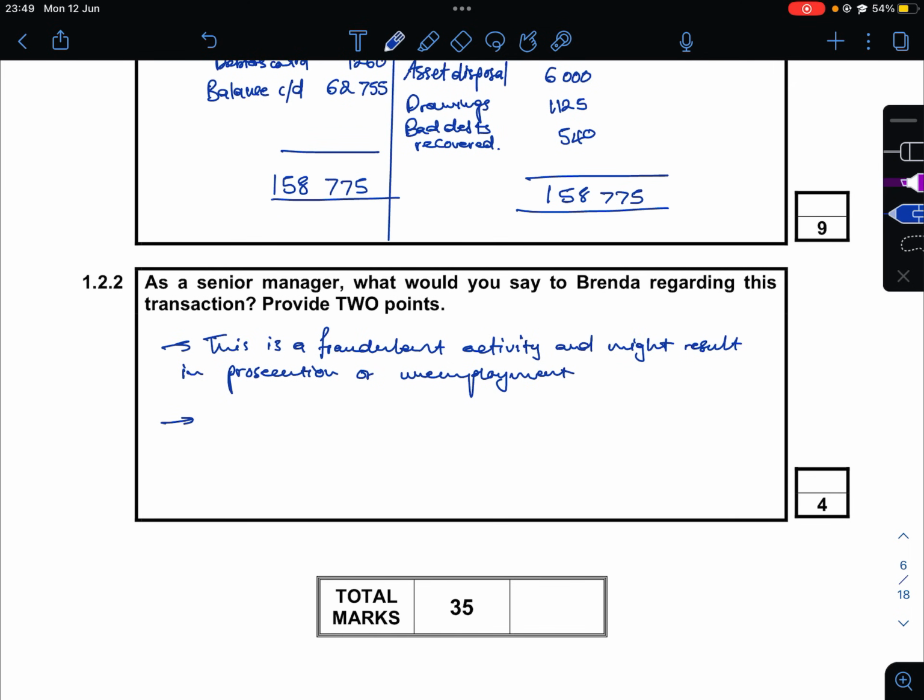Alright, and then the second one, this comes to the image of the business, how people see the business. This could negatively affect the image of the business. I mean, people wouldn't really want to buy from a business where fraudulent activities are being done. So the image of the business will be negatively affected.